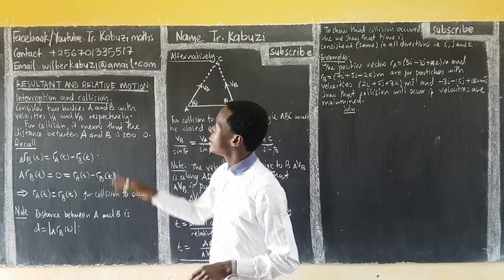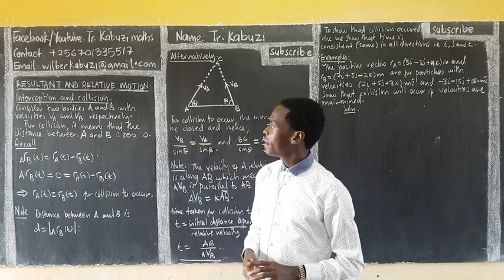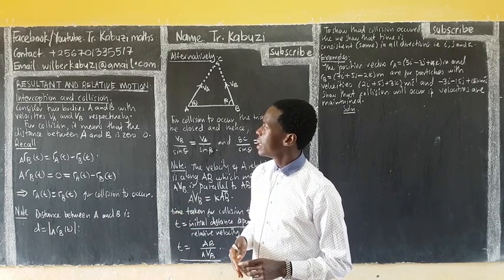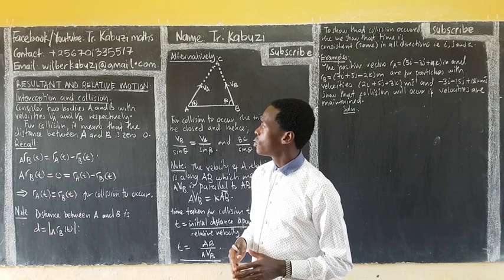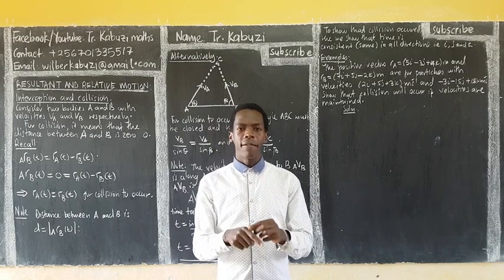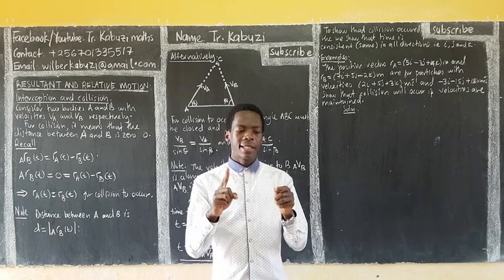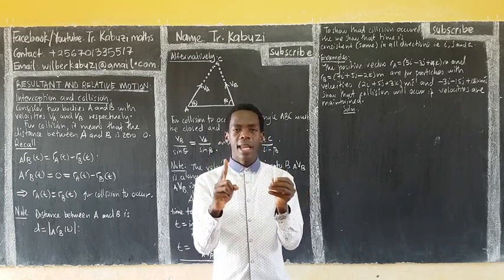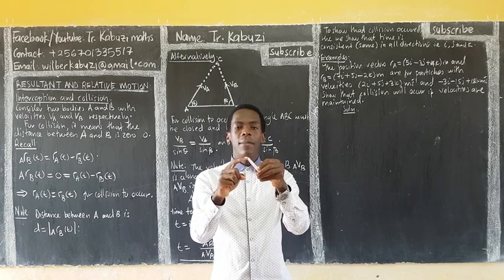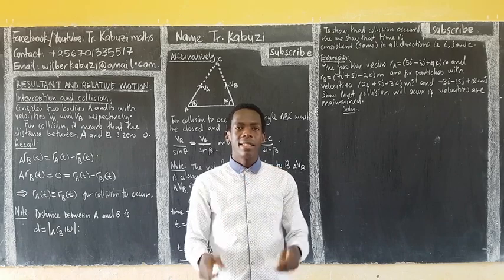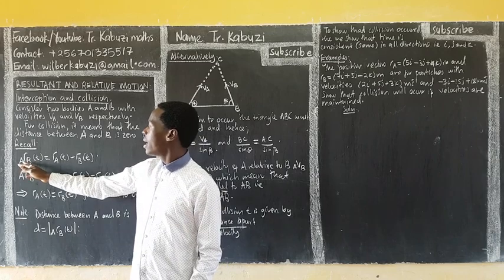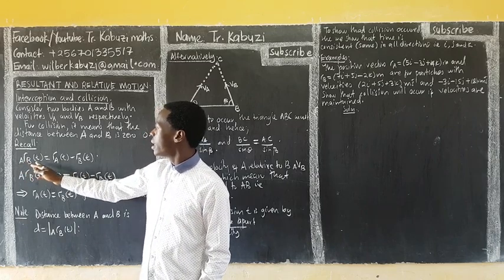Consider two bodies A and B with velocities VA and VB respectively. For collision, it means that the distance between A and B is 0. If I have this body and this, for them to collide, there is some distance between them. But when they collide, the distance between them is 0, meaning they are touching each other. So that's the idea.